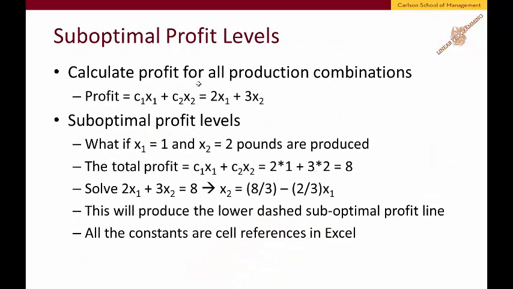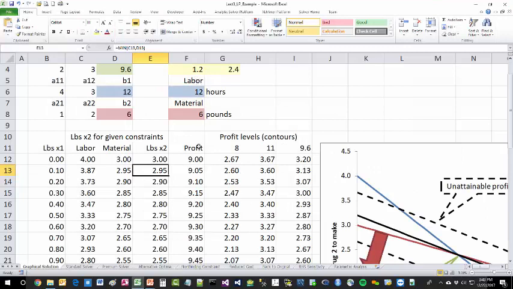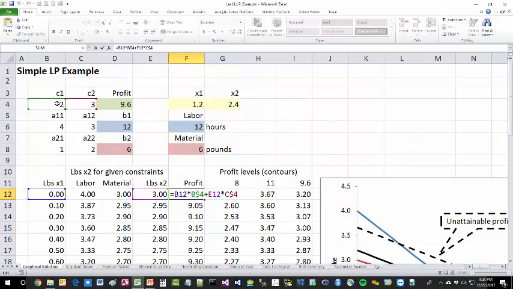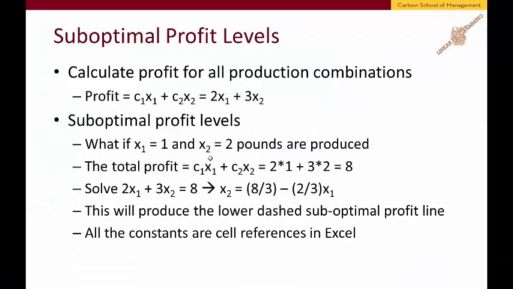The next step is to use the profit equation for each combination of x1 and x2 in column F. So column F is going to use each combination of x1 and x2, columns B and E, multiplied by the appropriate marginal profits. So 2 is over here multiplying x1, and 3 is over here multiplying x2 in column E. So that will result in a profit column, if you will.